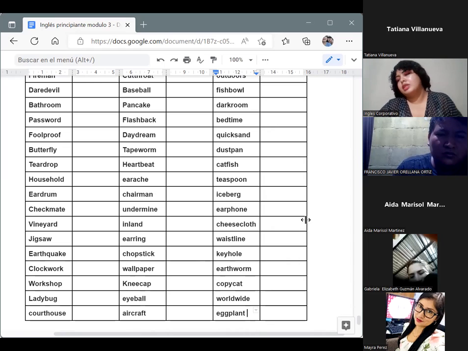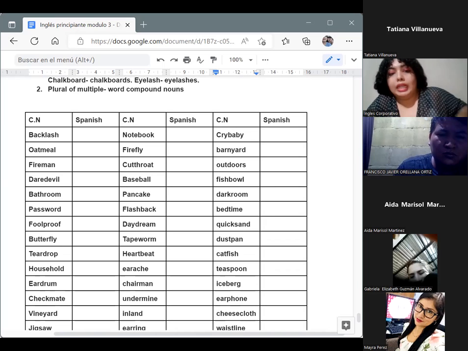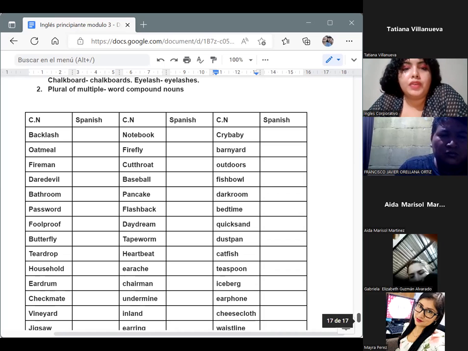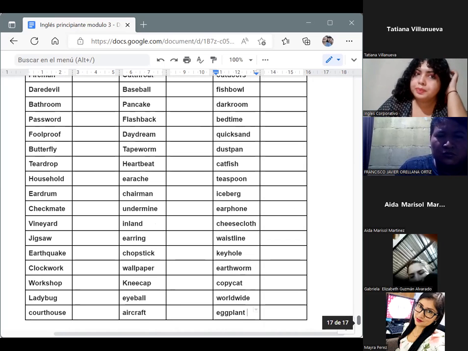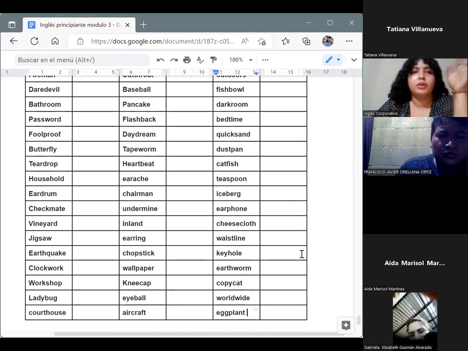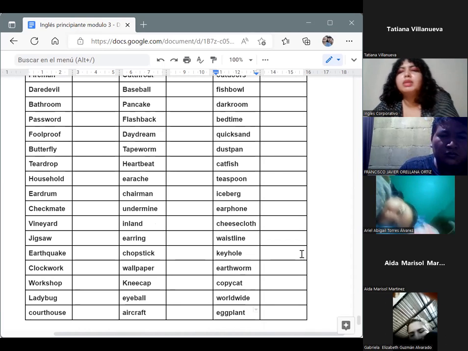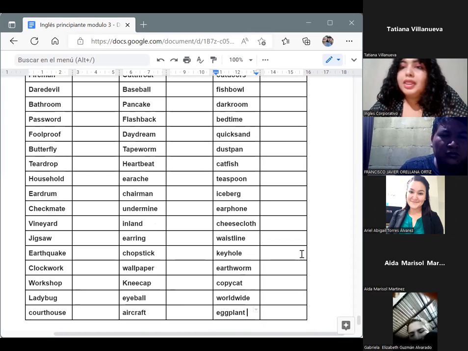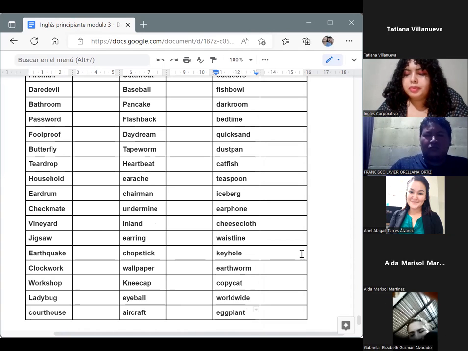So in this case, we have this list of examples of compound nouns. And you know that we have a lot of words right now because we have three different groups of words. Tomorrow we are going to see what the meaning of these words are. We are going to give the Spanish meaning of those words. And we are going to see the others that are in the list. They are like 12 more words per group.